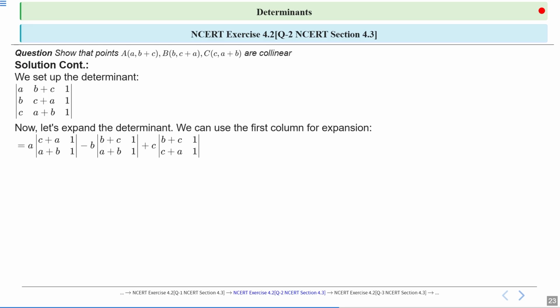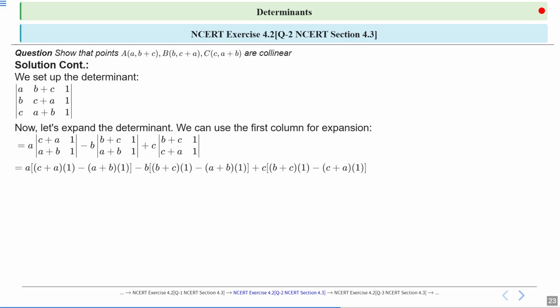cancel the first row and first column to get the matrix C plus A 1, A plus B 1, and then minus B. Why minus? Because of the indices, that is 2 comma 1, and 2 plus 1 is 3, that is odd. So we get minus B. Then we get the matrix B plus C 1, A plus B 1, and similarly for the third element, that is C, B plus C 1, C plus A 1.